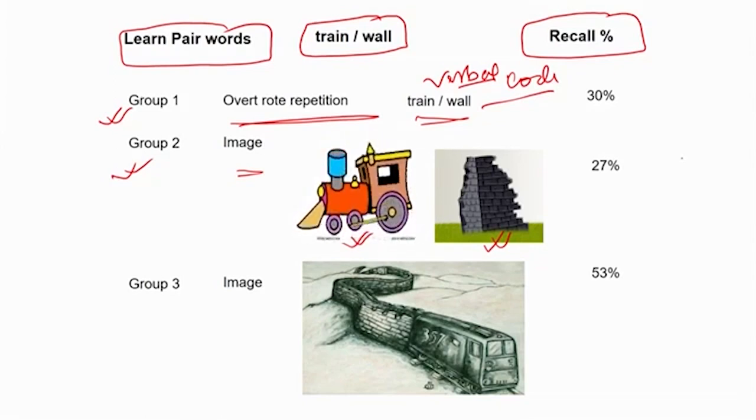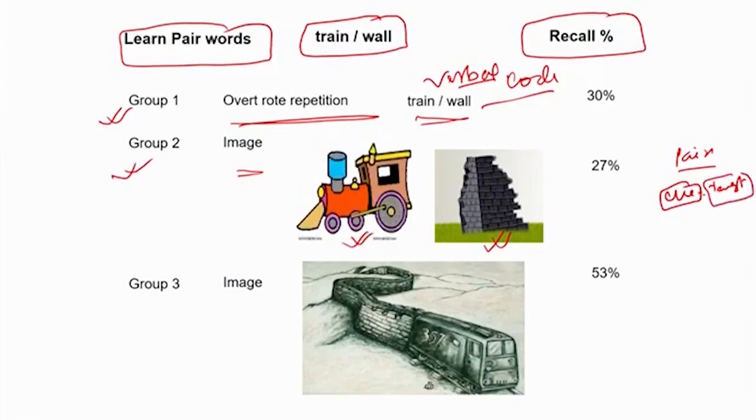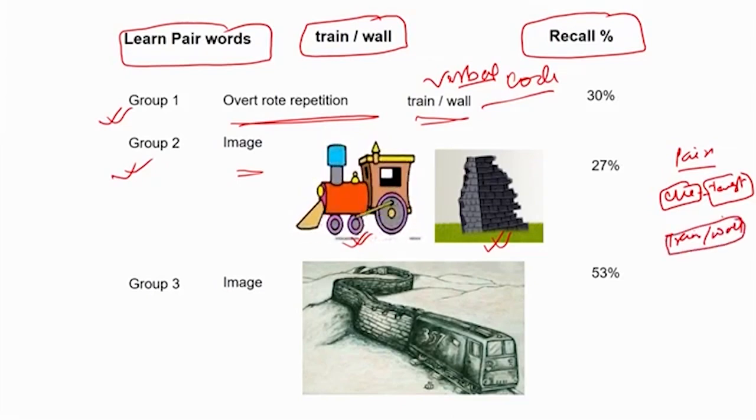So, mostly in paired associate learning, I have a cue word and a target word. The cue word is the one which comes before the target, and the target is connected to the cue word. So, in my train-wall example, train is the cue word and wall is the target word. So when I present train, you will have to come up with the answer of wall.